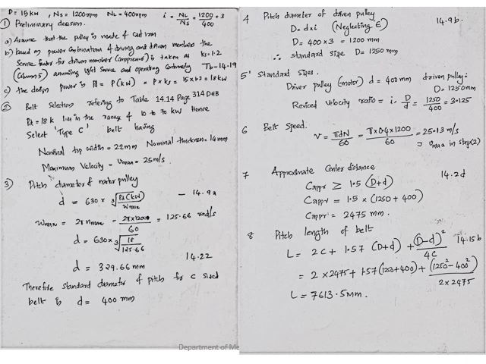Based on given power and combination of driving and driven members, the service factor for driven member, that means the compressor, is taken as Ks is equal to 1.2 from the column 5 of table 14.19, assuming light service and continuous operation. And next we have the design power PD is equal to P into Ks equal to 15 into 1.2 equal to 18 kilowatt.